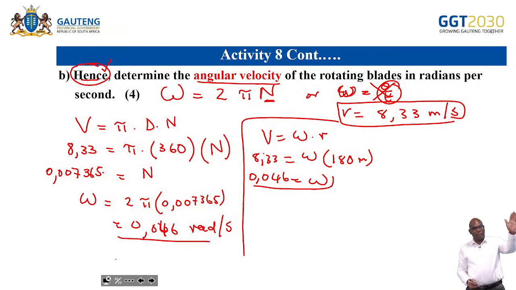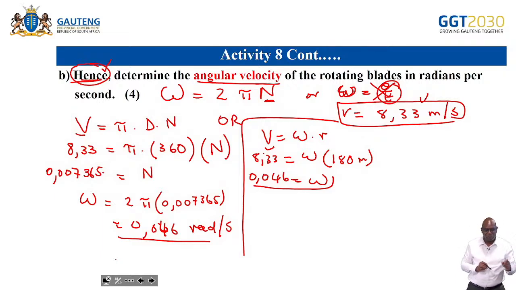So remember, if I'm given that type of question, the word "hence" means use the previous information to do the question that you are having there. Which previous knowledge do you know? It's 8.33 meters per second, which is the circumferential velocity. Then I've used it either on this formula or on that one. If I use this formula, first I must get the number of revolutions. If I use that formula, it's straightforward, I can go directly to that. So you must know both formulae and how to use them.